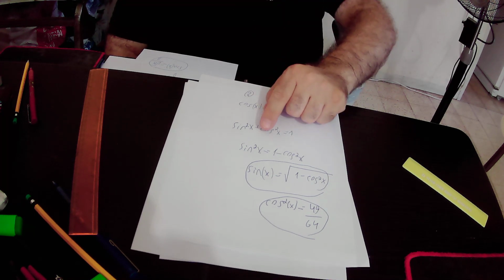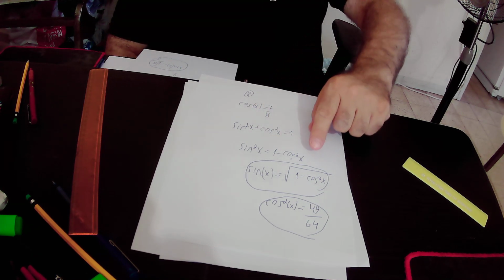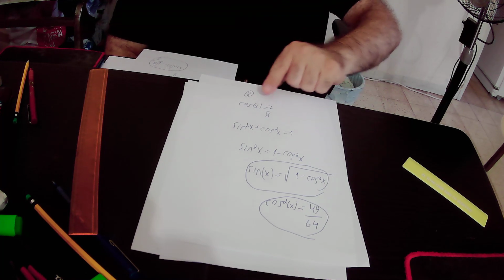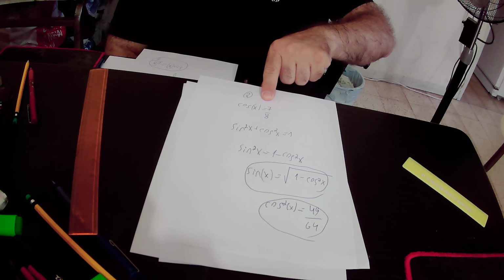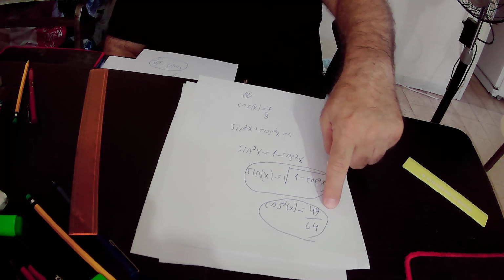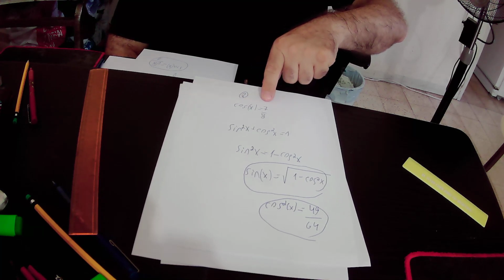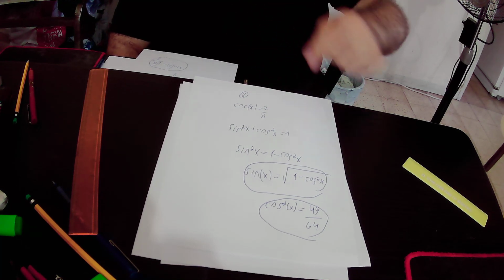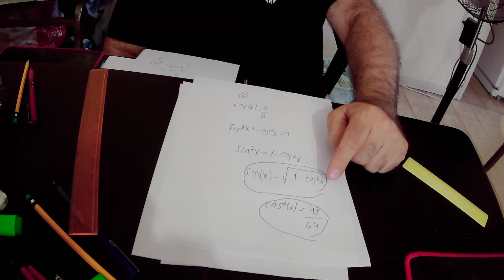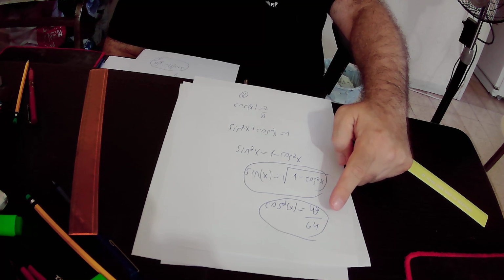Here we take a root out of this equality, and we got that sine x equals the root of 1 minus cosine squared x. And we know that cosine x equals 7 over 8, so cosine squared x will be equal to 49 over 64, because we squared this equality. After we know the value of cosine squared x, we can substitute it by 49 over 64.